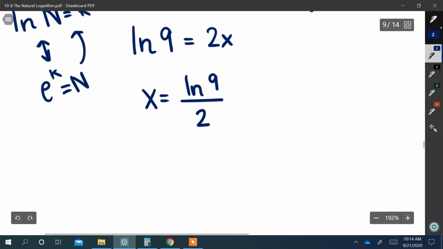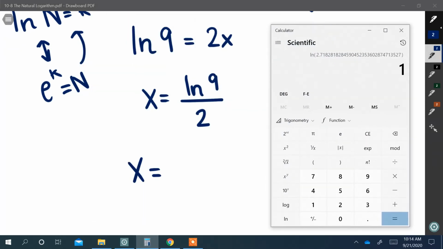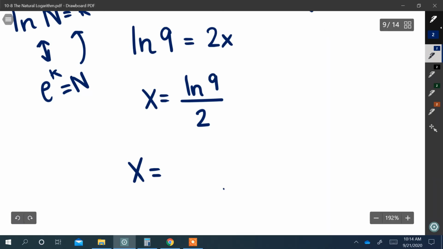Now, could you actually find a decimal answer? Yes, you can. If you go to a calculator, we can give you a decimal answer, although if you were to give me the other one, I would be totally okay with that. You have to write the 9 first, and then press natural log. The natural log of 9 is 2.19. Then you want to divide that by 2. That gives you your final answer, which is 1.09. Let's just round that up to 1.10.